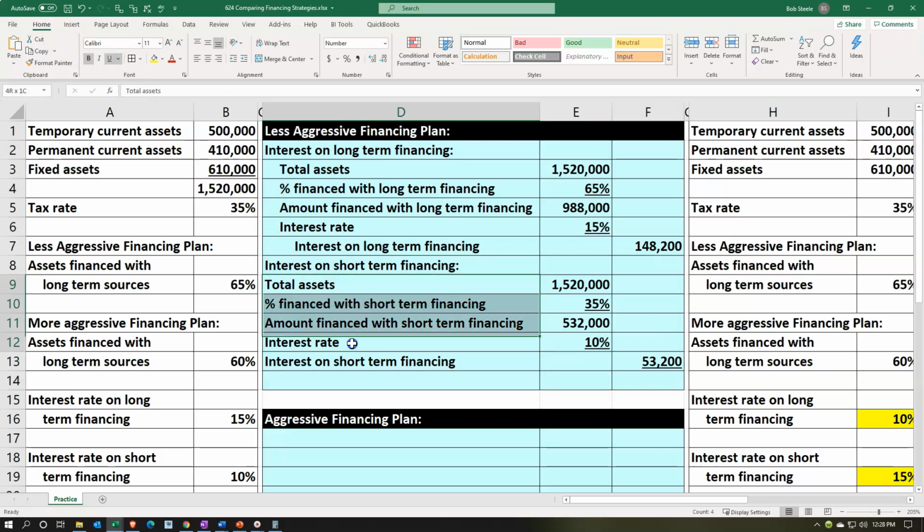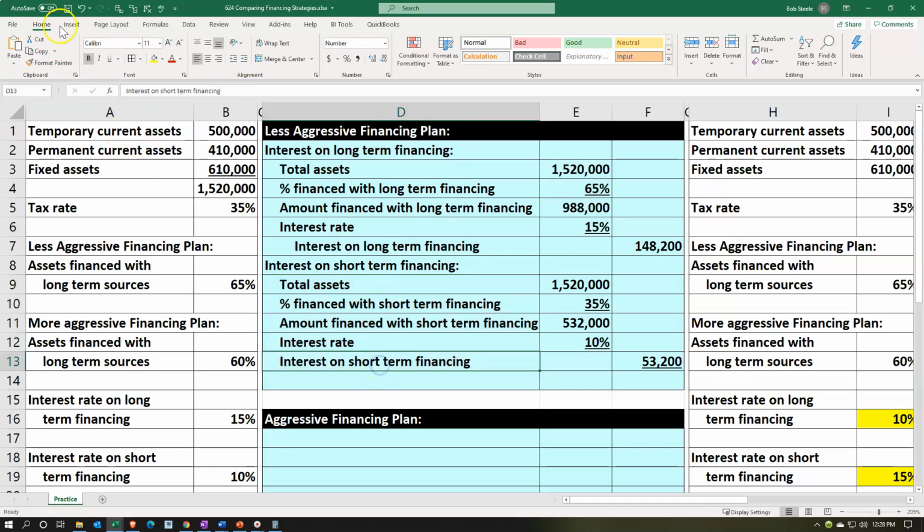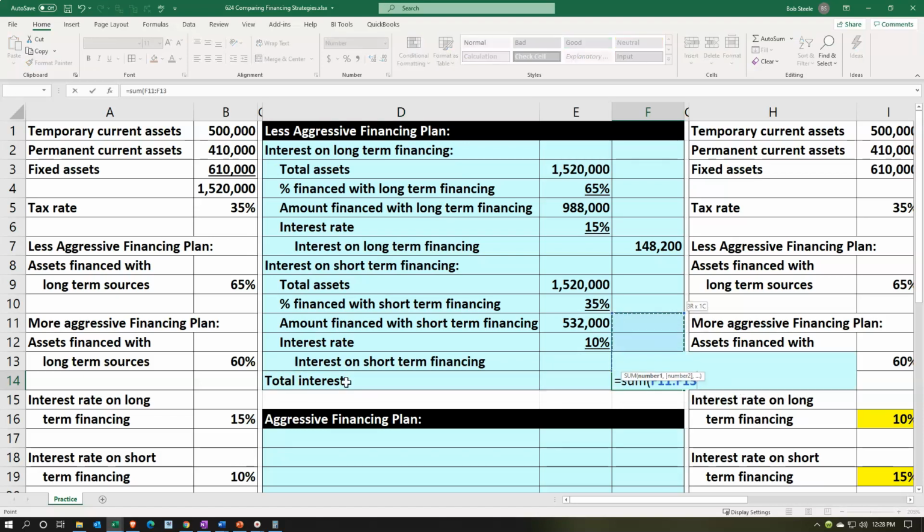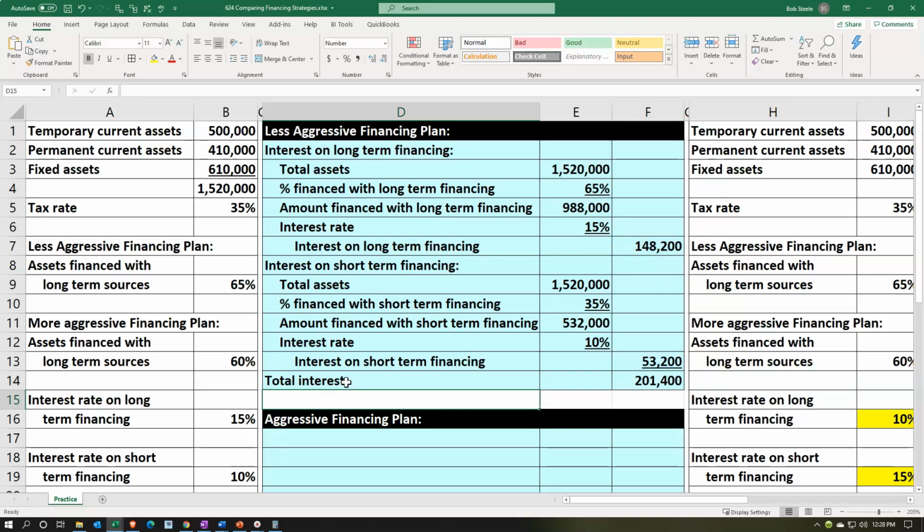Let's do some formatting, selecting these cells. Go into the Home tab, alignment, increase the indenting. Then this cell, Home tab, alignment, increase the indenting. Then we have the total interest. Outer column equals the sum of these two numbers here. And then we're going to get our total interest at the 201,400.